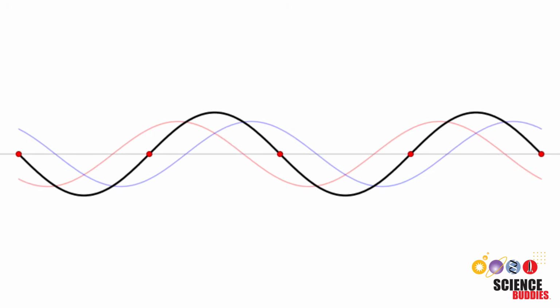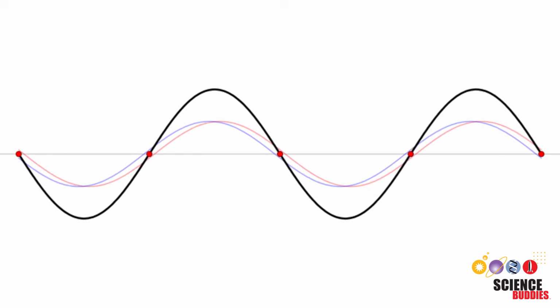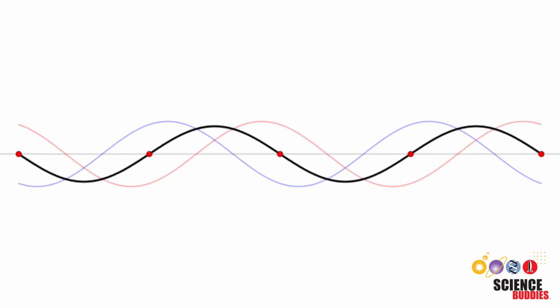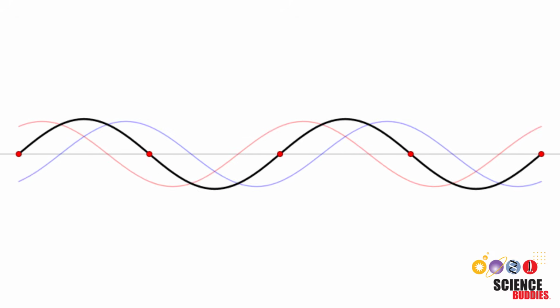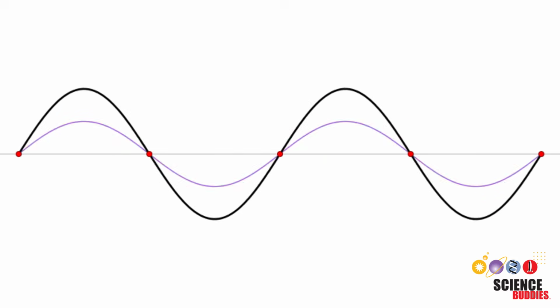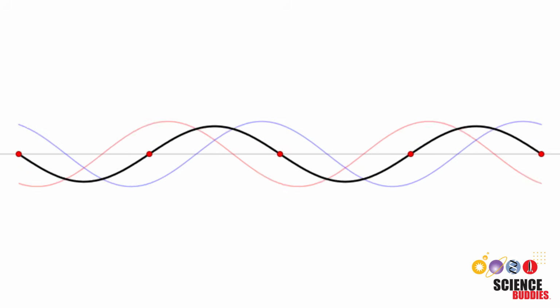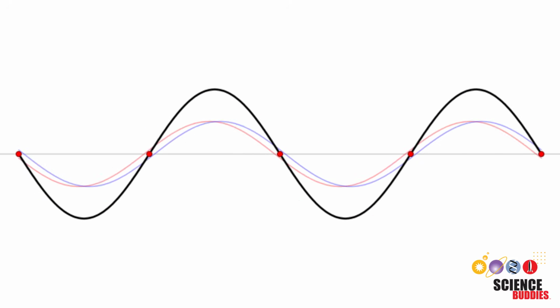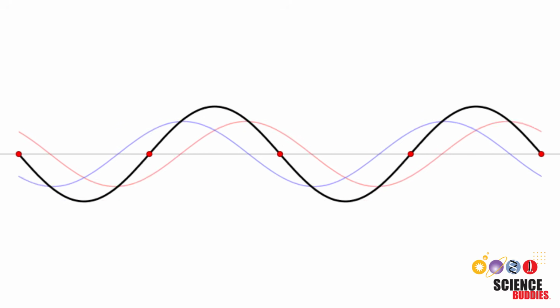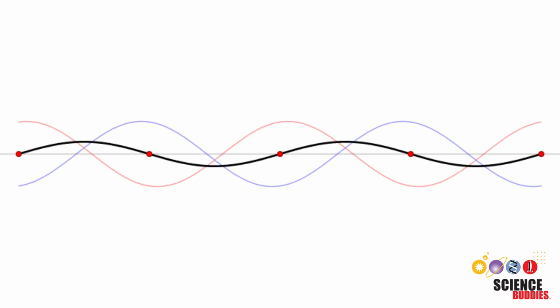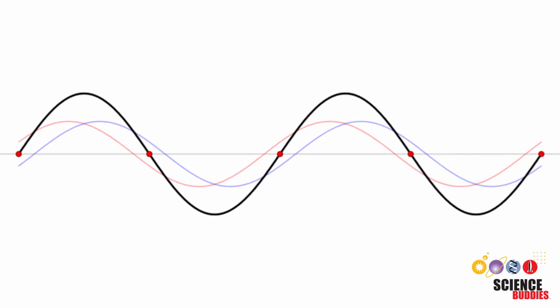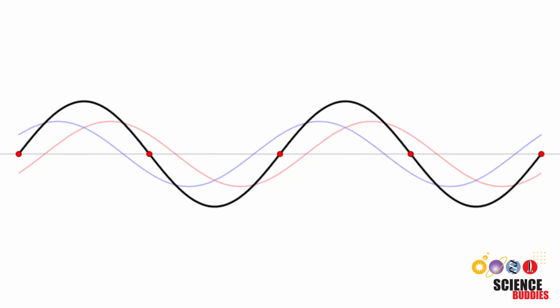Now, something interesting happens when you aim two identical waves at each other. That is, sound waves with the same amplitude and frequency, like the red and blue waves traveling in opposite directions here. The waves interfere with each other, and their amplitudes add up, represented by the black line. This is called a standing wave because it appears to just oscillate in place without traveling left or right.